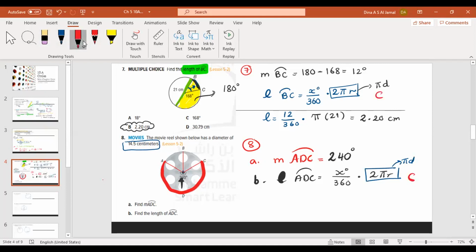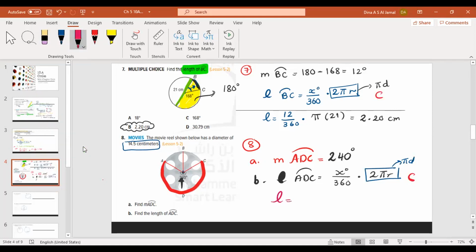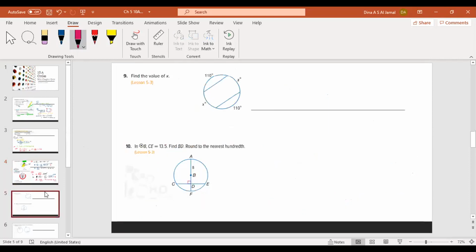Good. So now let's substitute together. So your length is all about 240 over 360 multiplied by pi, and he gave you your diameter, which is 14.5. Now get your answers. It will be around 30.4 centimeter. Great. Let's go now to the other question.